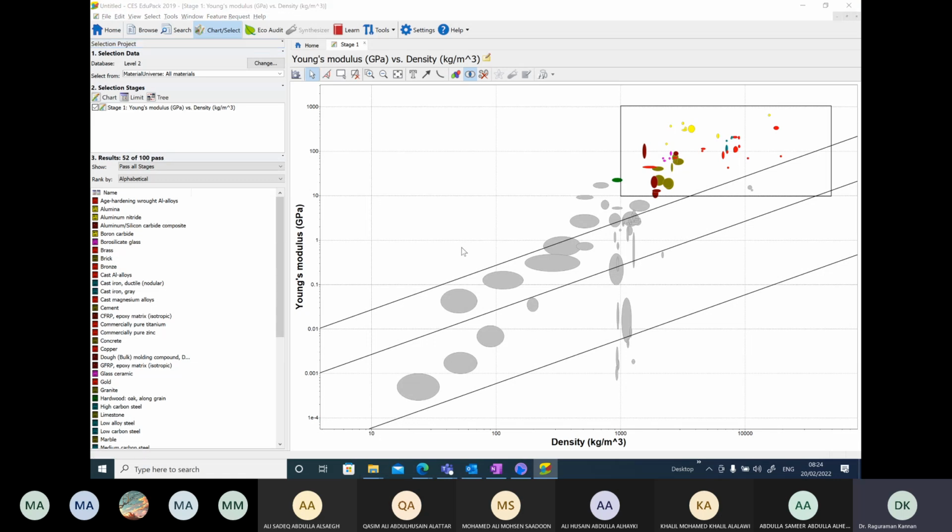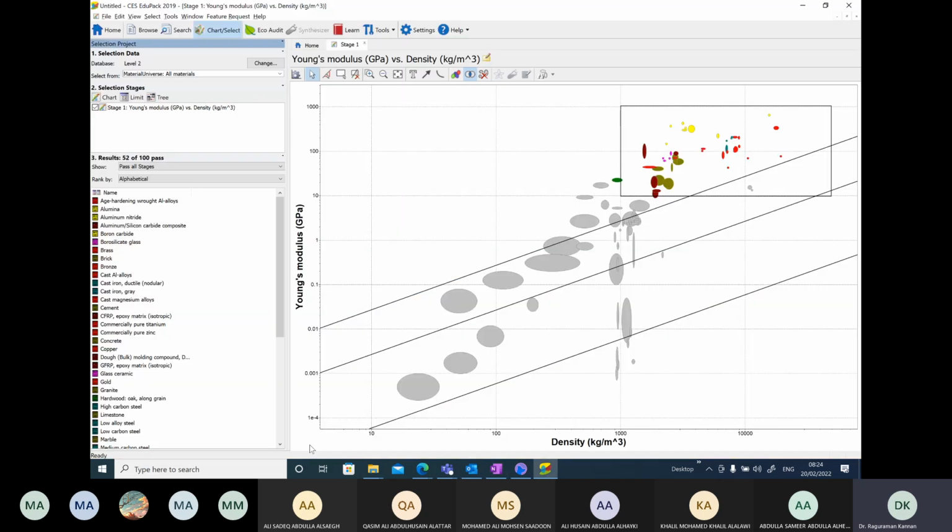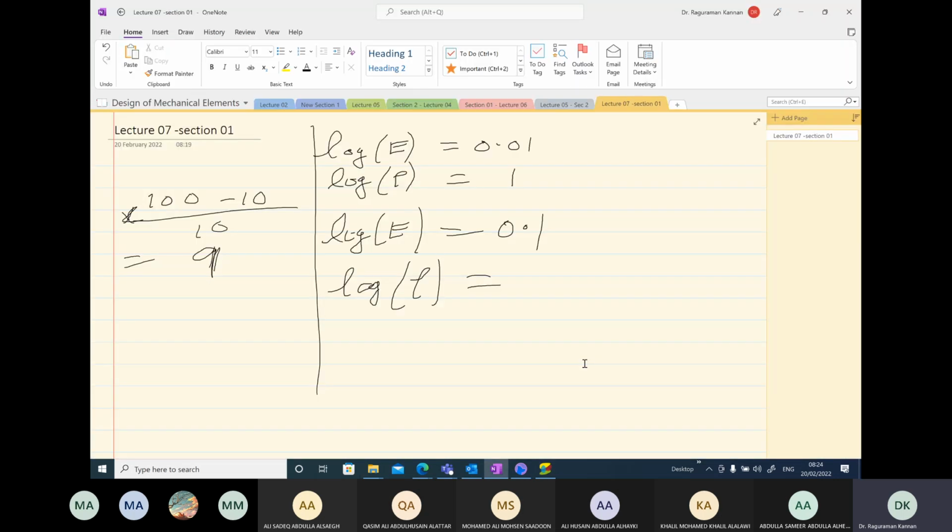No, I think this is wrong. We should get 10 here. So let's count here. 10, 20, 30, 40, 50, 60, 70, 80, 90, 100. Each one is at 10, about 10 divisions here. So we can take this value approximately here as 30. Log of rho here is equal to 30. Each division is about 10, not 9 here.